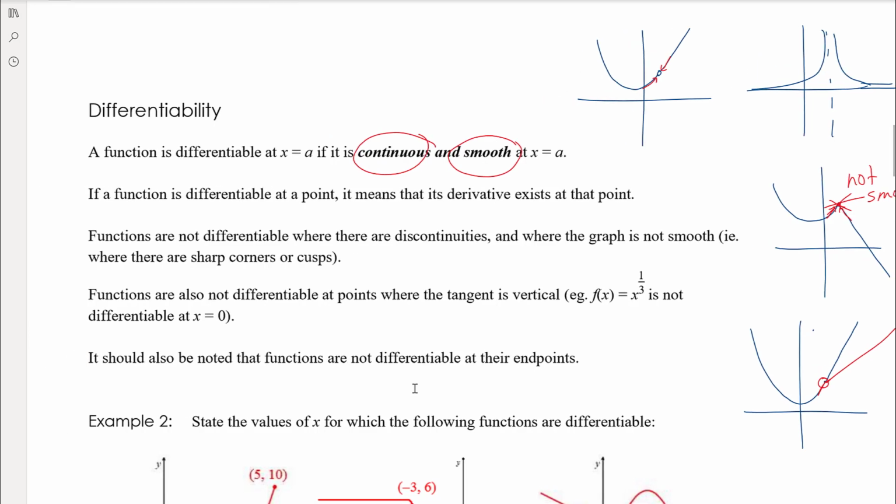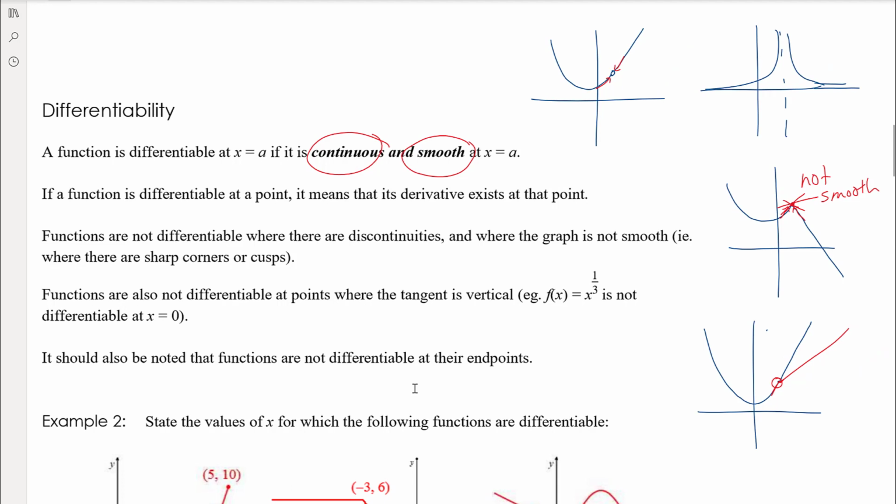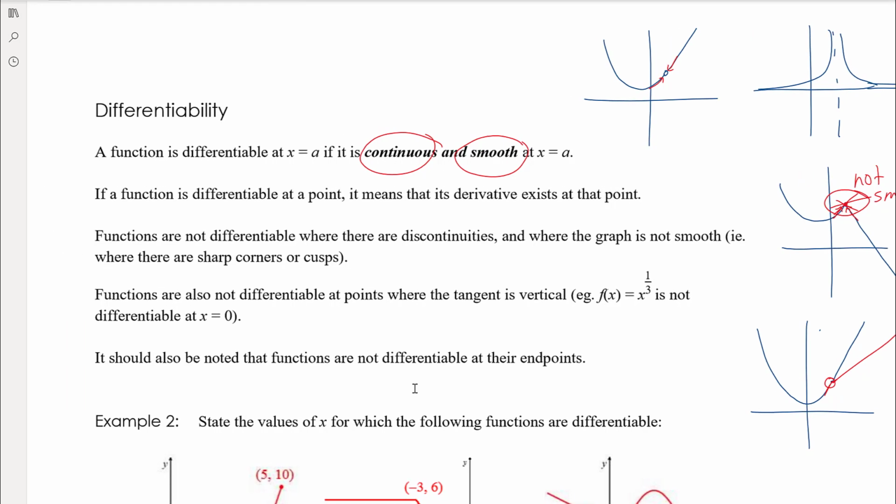So as it says here, if a function is differentiable at a point, it means that its derivative exists at that point. Functions are not differentiable where there are discontinuities. We've just had a look through those different discontinuities, and where the graph is not smooth. That is where there are sharp corners or cusps, which is what we were looking at in this particular example over here. The other thing is that functions are also not differentiable at points where the tangent is vertical.